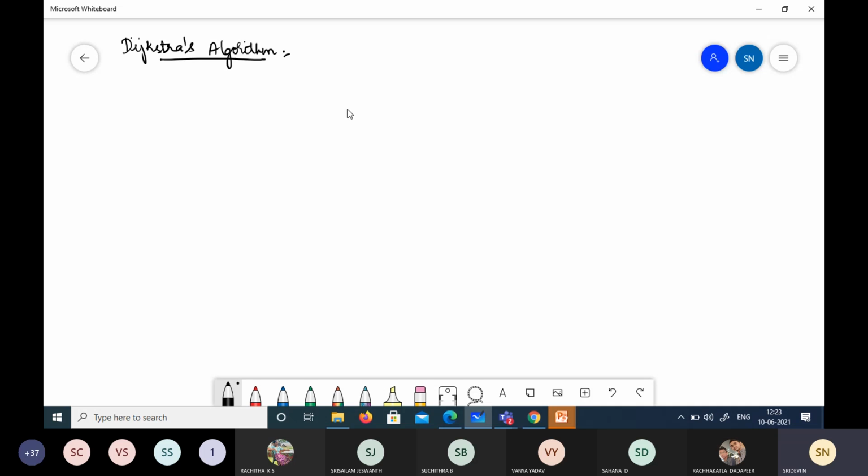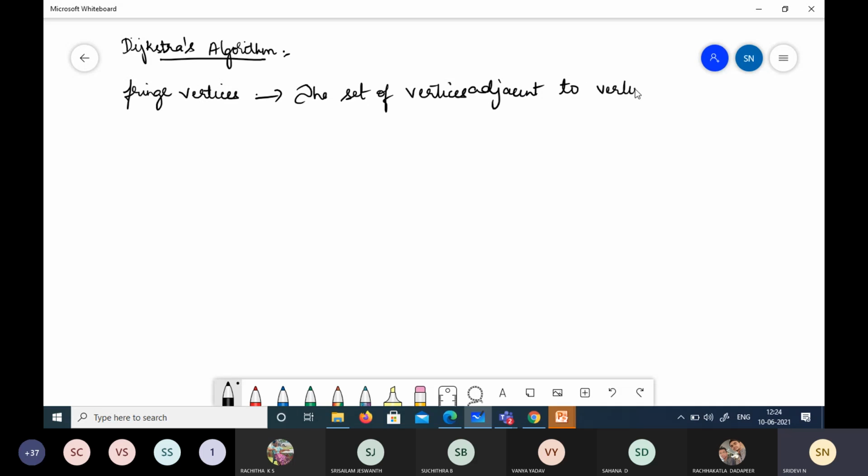Dijkstra's algorithm. So we have the term fringe vertices. These are nothing but the set of vertices which are adjacent to vertices in the tree, and those are referred to as fringe vertices.